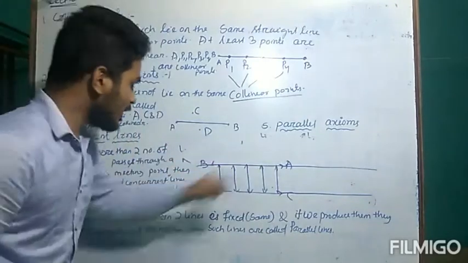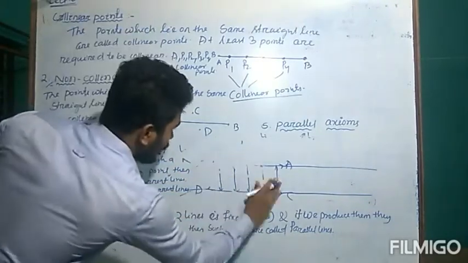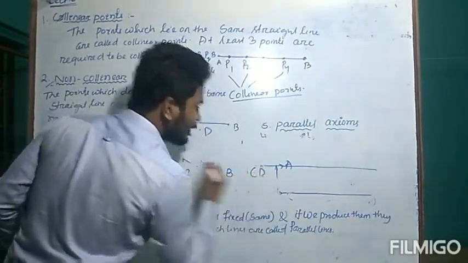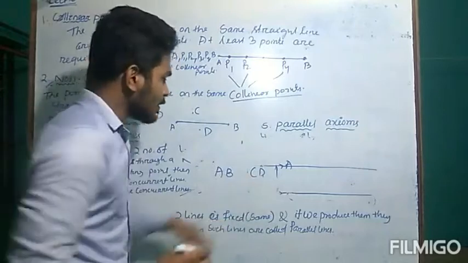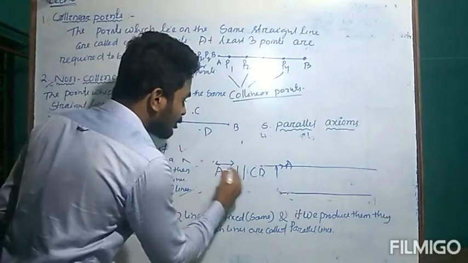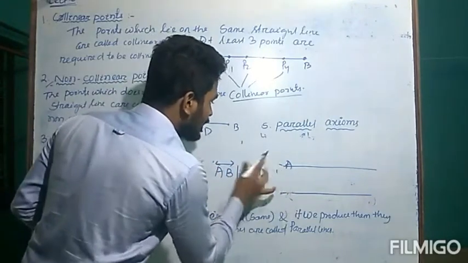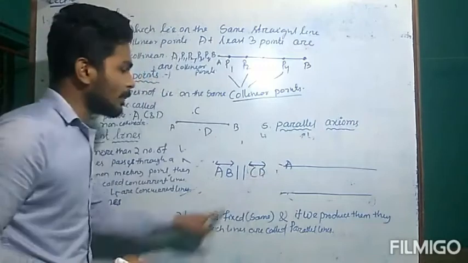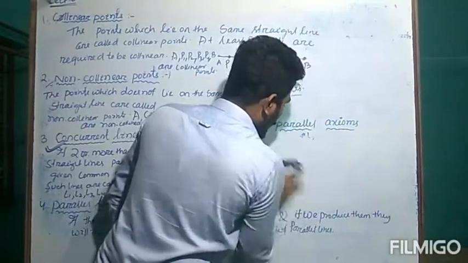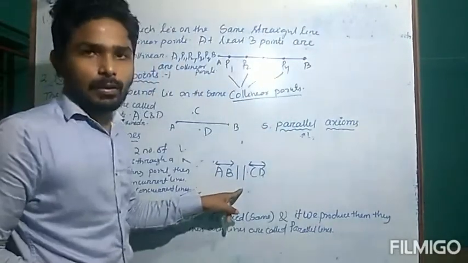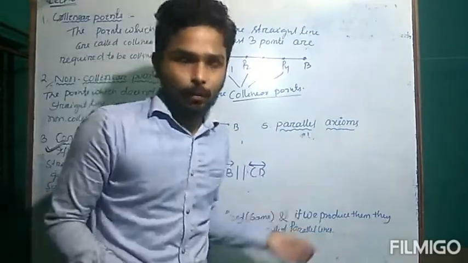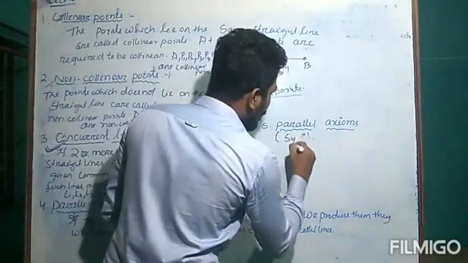Here there are two lines, line AB and line CD. These two lines are parallel, so you can represent them symbolically: AB line is parallel to line CD. This is the symbolic representation of two parallel lines. Instead of writing the word, you can use the symbol. Understood? Next term is parallel axiom, or you can say system of parallel lines.